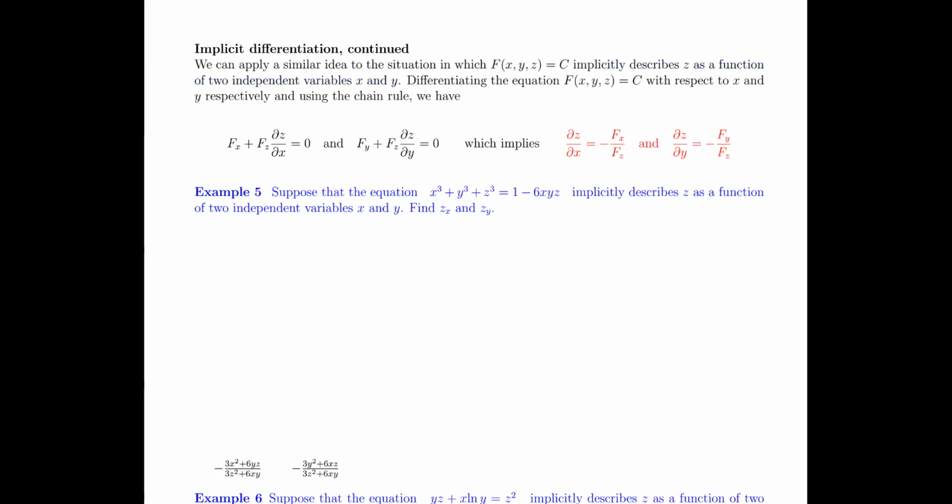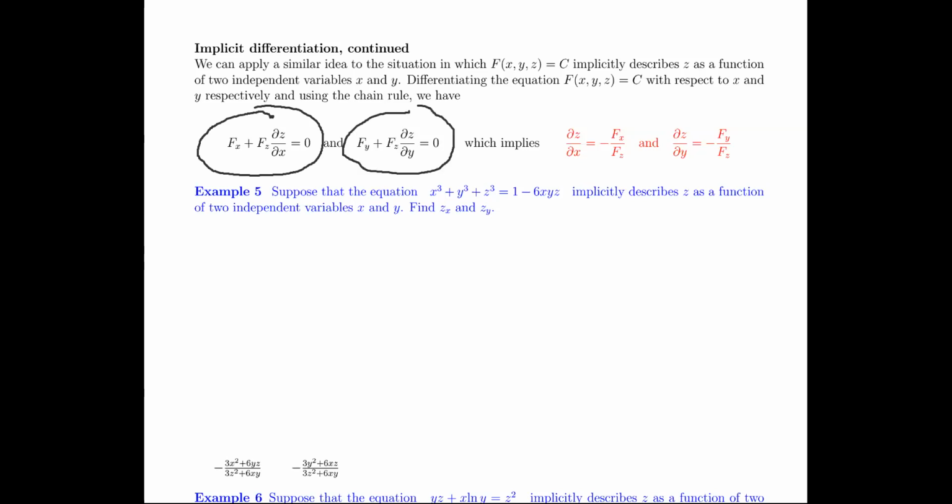We have a similar implicit differentiation if we have z as a function of two independent variables, x and y. This time we get two different formulas because we have to take the derivative of f with respect to x, and we end up with this formula. We take the derivative of f with respect to y, we end up with this formula. And then this implies these two formulas right here.